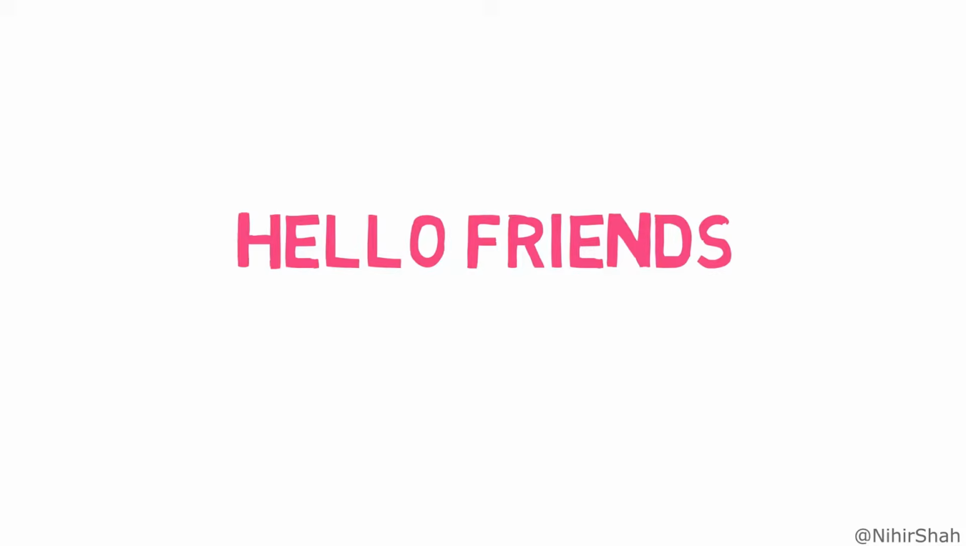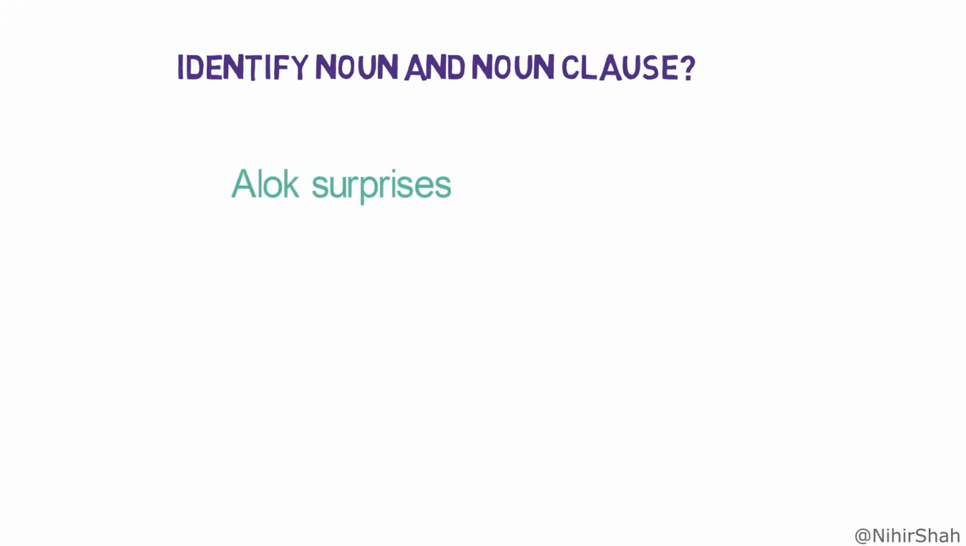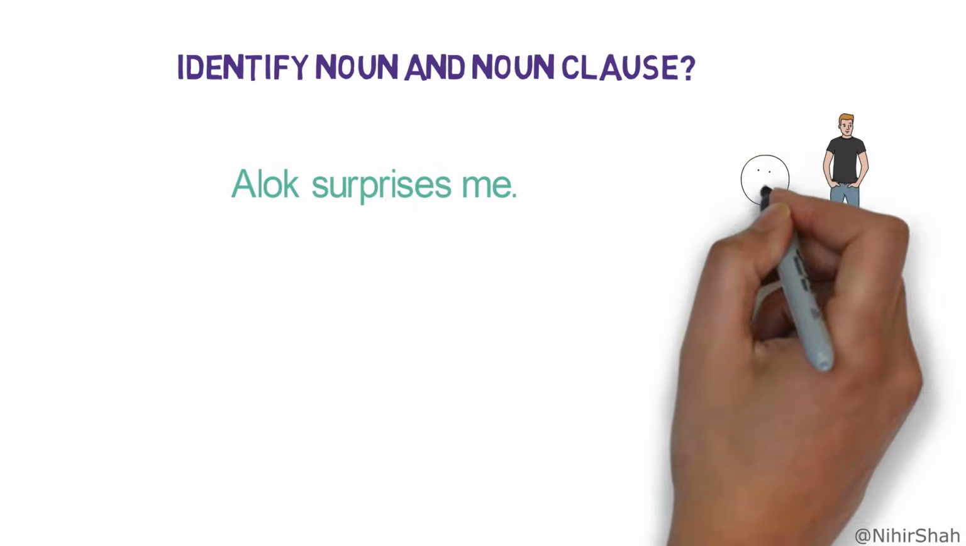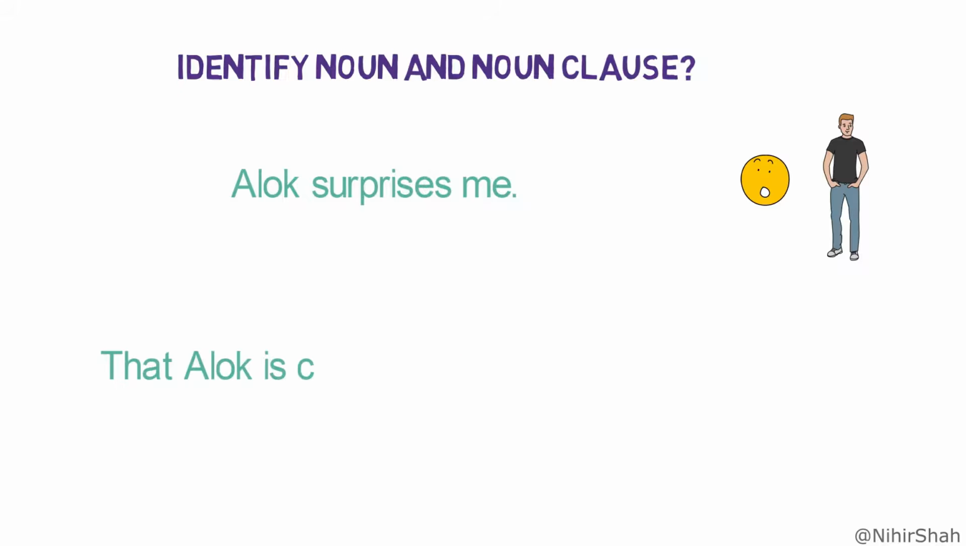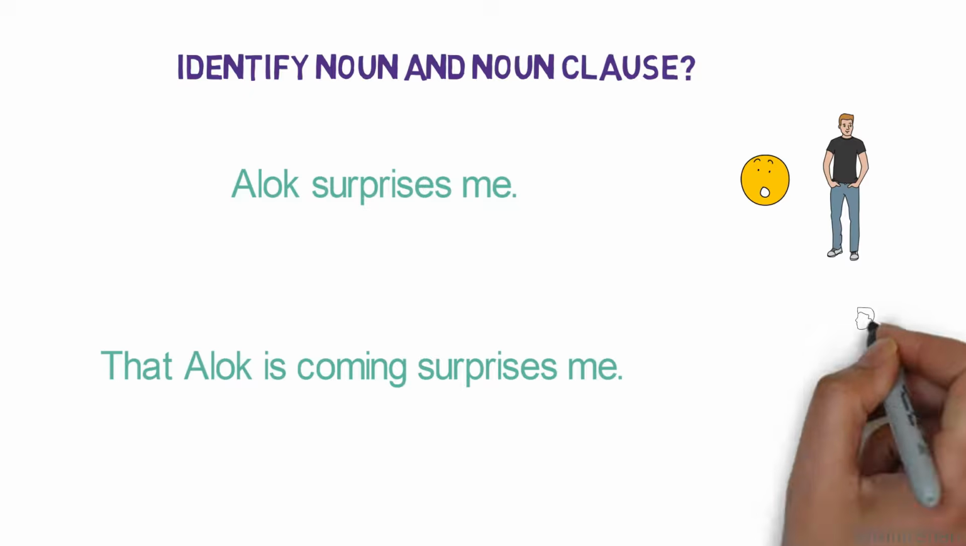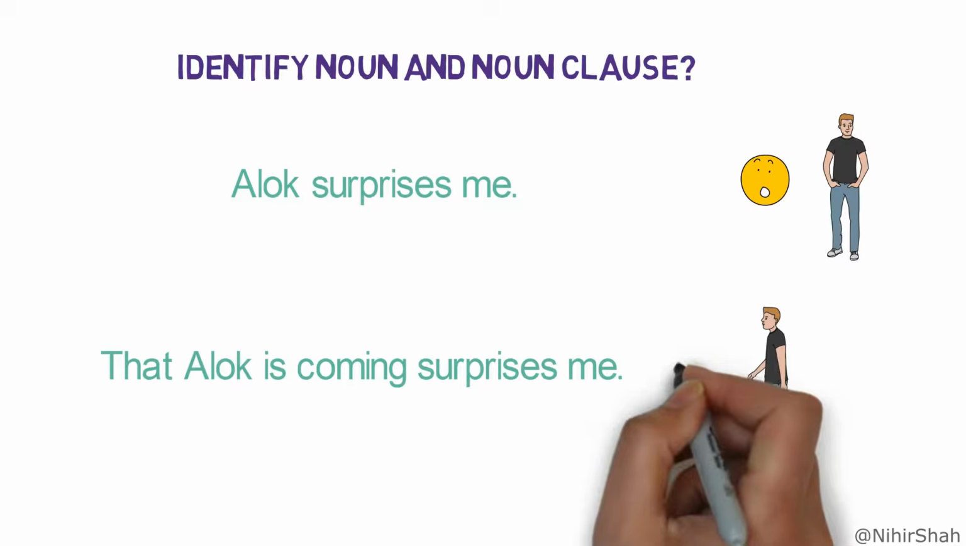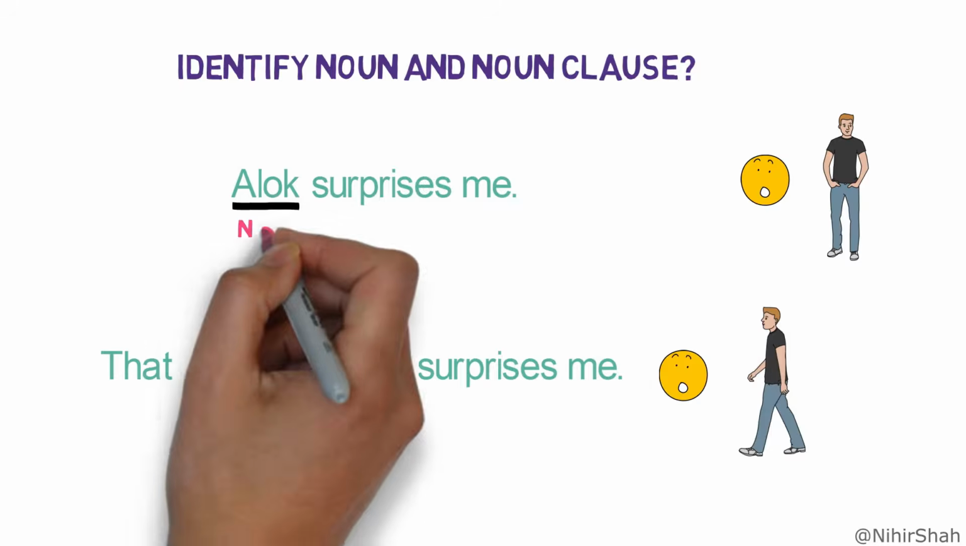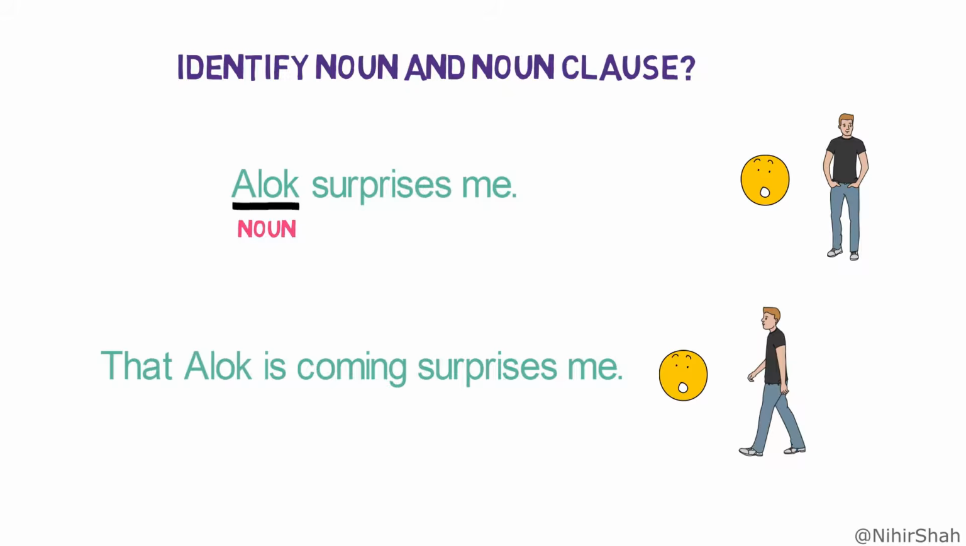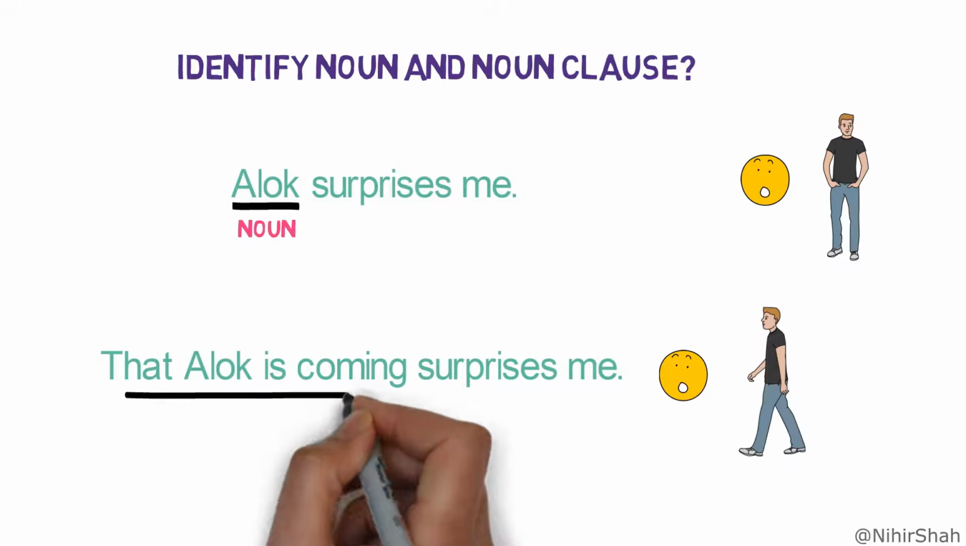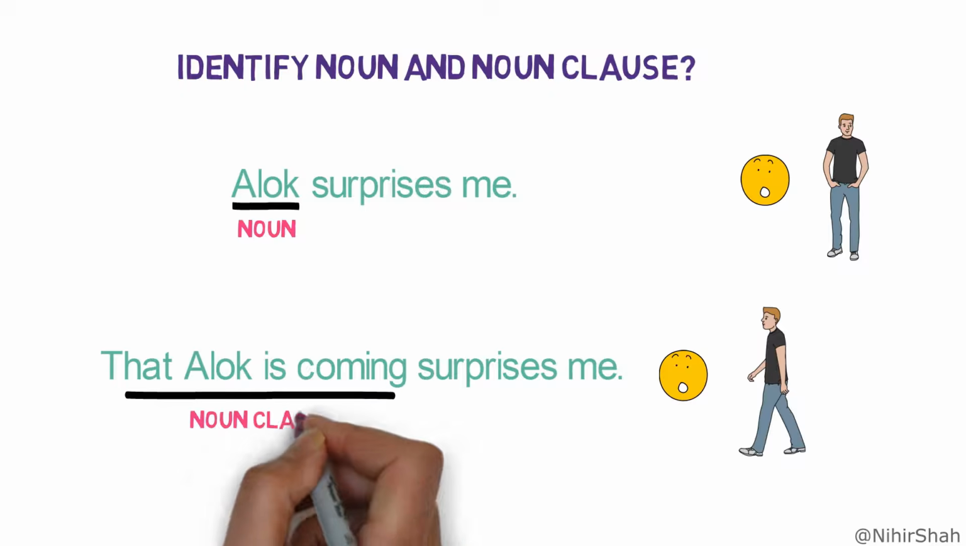Hello friends. Can you identify the noun and the noun clause in the given sentences? Alok surprises me. This is the first sentence. That Alok is coming surprises me. This is the second sentence. The word Alok is a noun, while the group of words that Alok is coming is a noun clause.